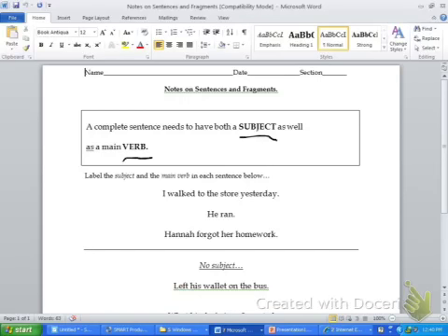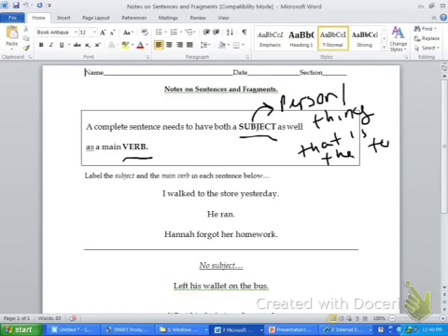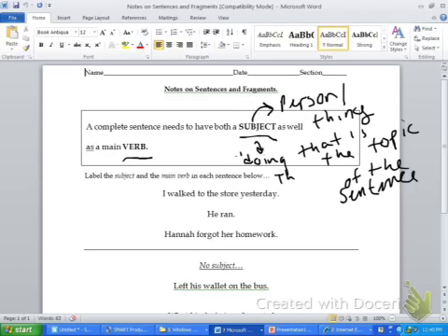And if you forget what the subject of a sentence is, a subject is the person or thing that is the topic of the sentence. It is usually somebody that is doing the verb. So the subject and the main verb need to be connected. Okay? So for example, let's take a look at our first complete sentence.